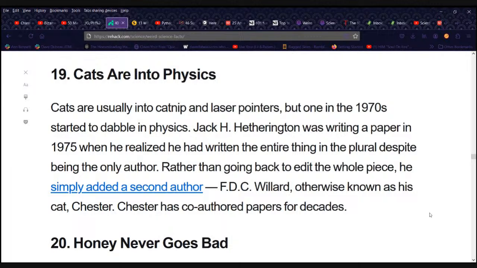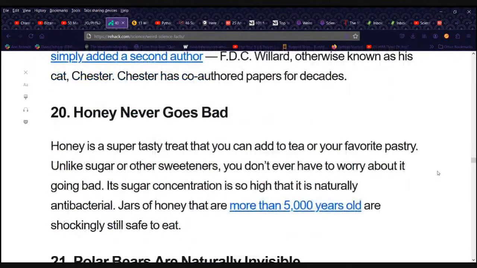Chester has co-authored papers for decades. Oh, there it is. Honey never goes bad. Well, I think it rarely goes bad. I mean, yeah, it's just super concentrated. It's very dense. It's high in sugars.